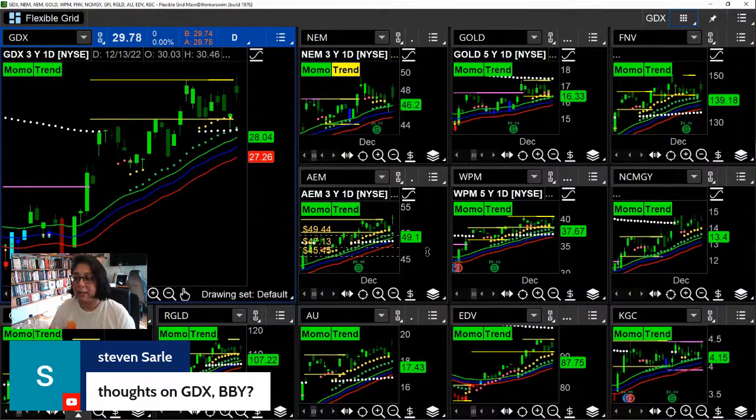What else looks good in GDX? GOLD, FNV. So if more rather than less of the stocks within this overall group look good, GDX is a great representation of all of them. And you might want to choose some of the liquid individual stocks within it. But I like GDX a lot.